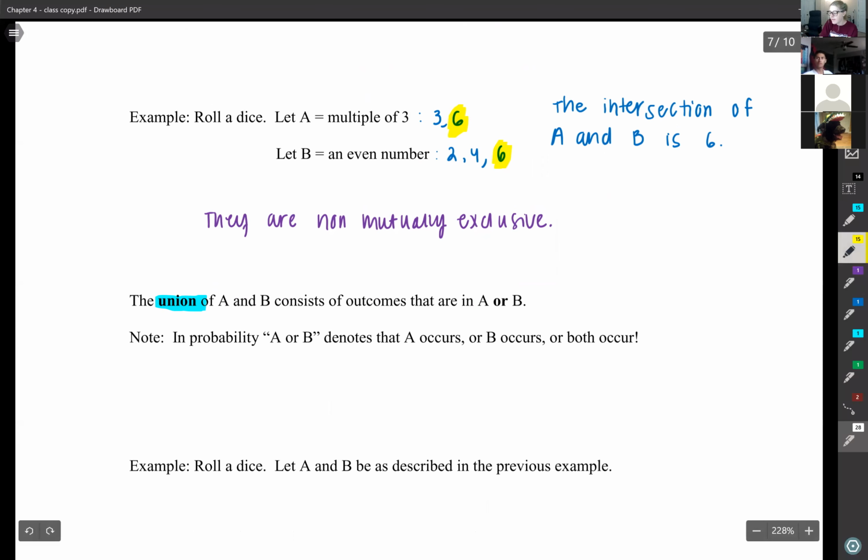So there's a little note here that's interesting to think about. In probability, the phrase A or B denotes that either A occurs or B occurs or both occur. You might be used to thinking of this or that as one or the other. So A or B, you would traditionally think of as either A or B, not both. But in probability, when we say A or B, that means A or B or both. So there's an addition to that. Just note that in probability, saying A or B can mean both.